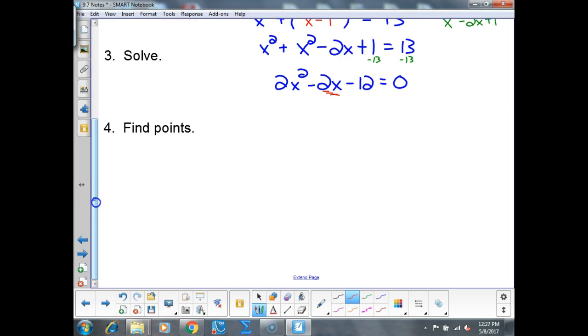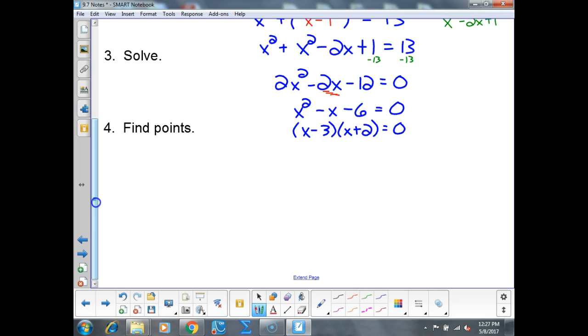But first we said we were going to divide everything by 2, so that gives me x squared minus x minus 6 equals 0. Okay? So does x squared minus x minus 6 equals 0 factor? Yes. What to what? Very good. x minus 3 and x plus 2.